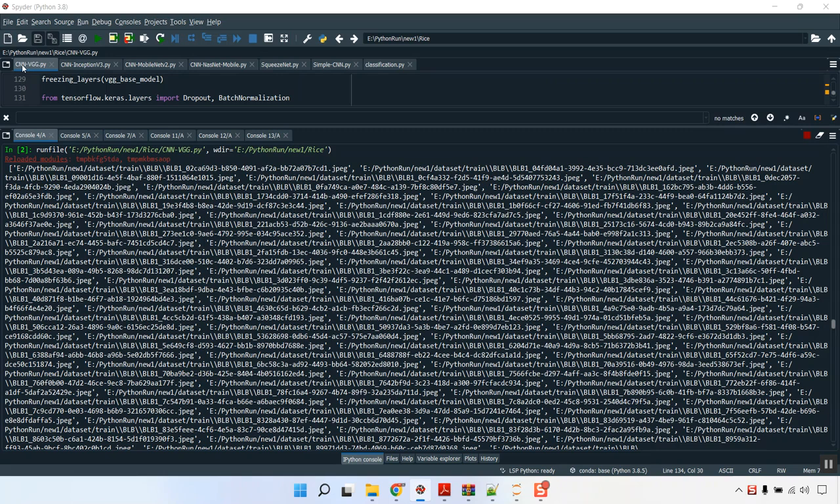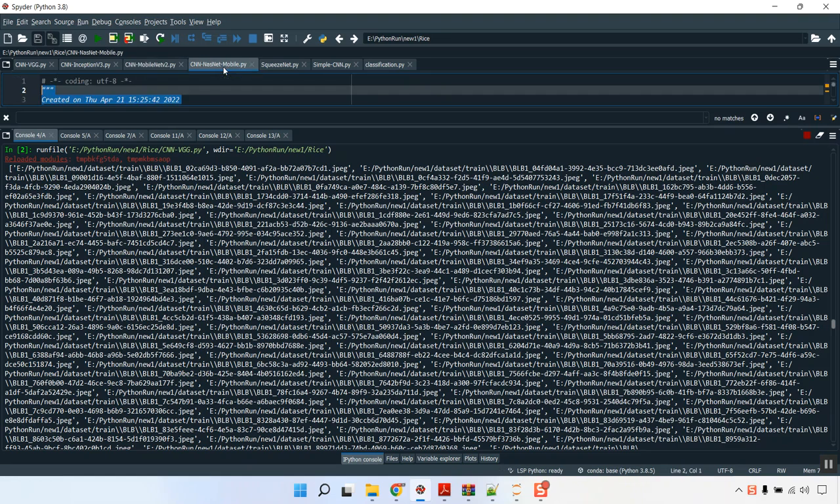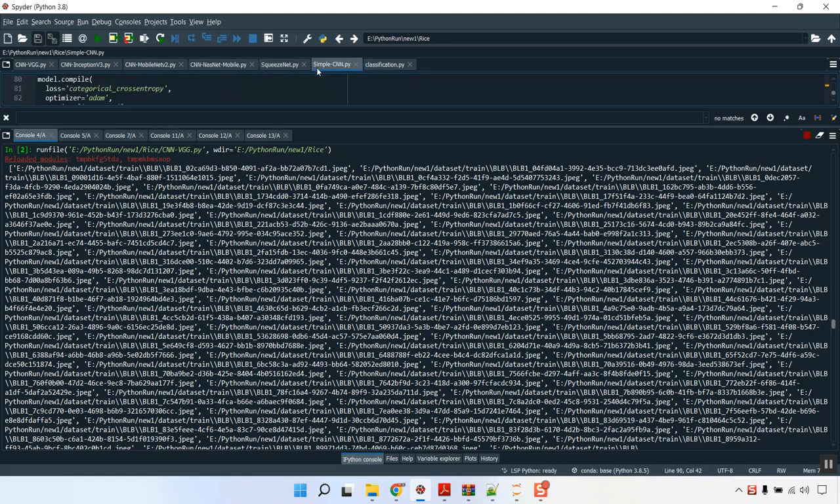In your projects, we are using six training models in total. The first one is VGG, the second is Inception, MobileNet, NASNet, SqueezeNet, and simple CNN. So these are all the six training models we are using, and we are using a dataset.